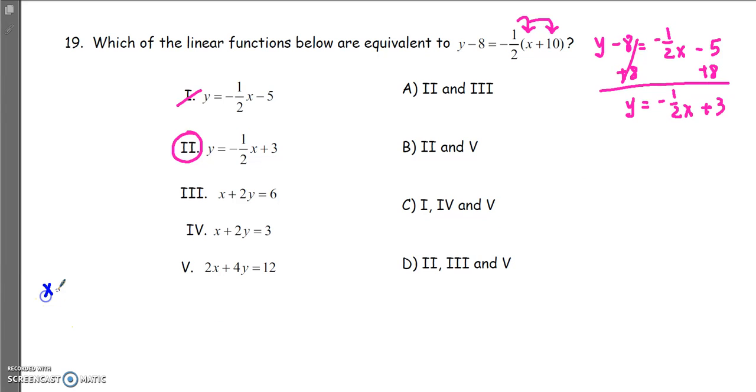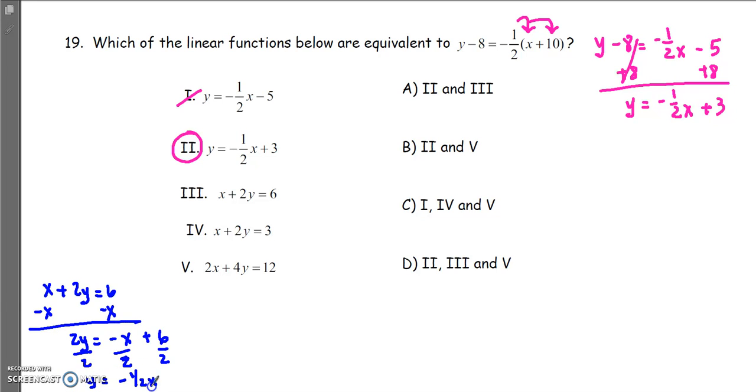I'm going to start with the third one. And I want to get the x to the other side. So I have 2y equals a negative x plus 6. Divide everything by 2. And I will end up with a negative 1/2 x plus 3. And that's the same. So that one works.